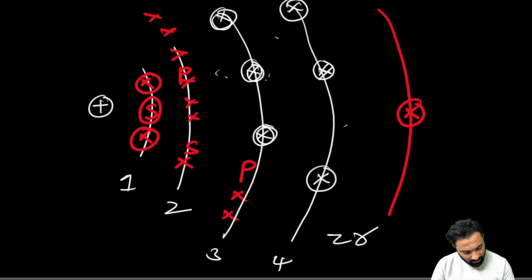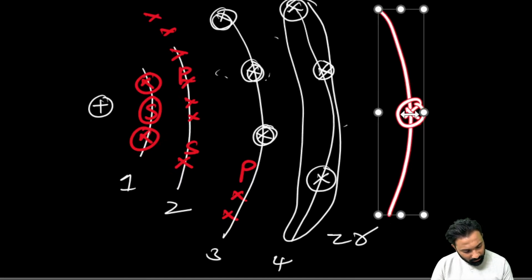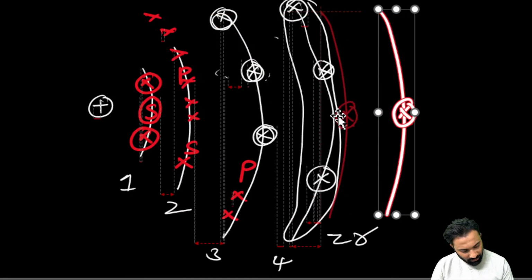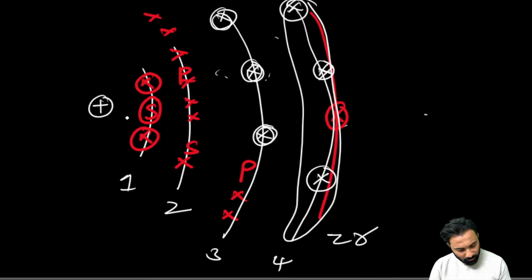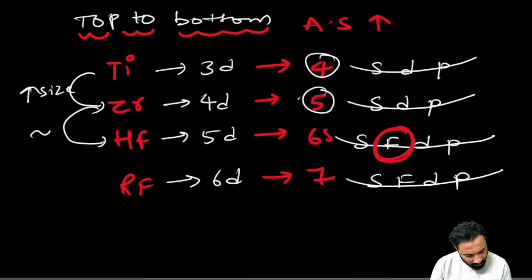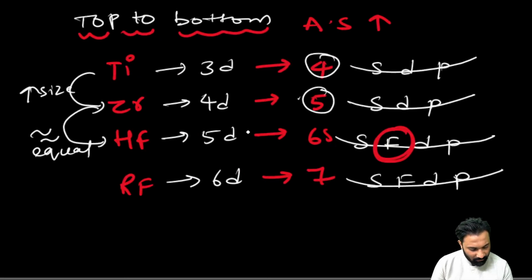These are the f orbital electrons. Hafnium size we expected to be this much, but due to the poor shielding, what happened? The f orbital electrons are not protecting, so the hafnium size has reached the same size as zirconium. Both hafnium and zirconium sizes have become almost equal. Why? Poor shielding of the f orbital electrons. That's the reason zirconium and hafnium sizes have become equal.